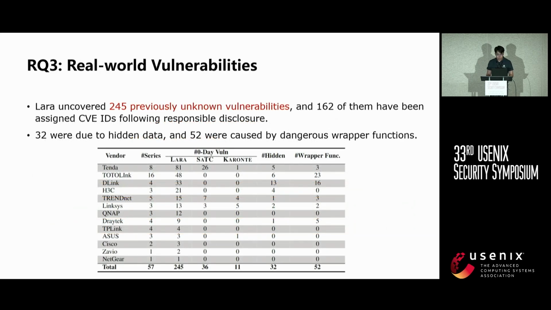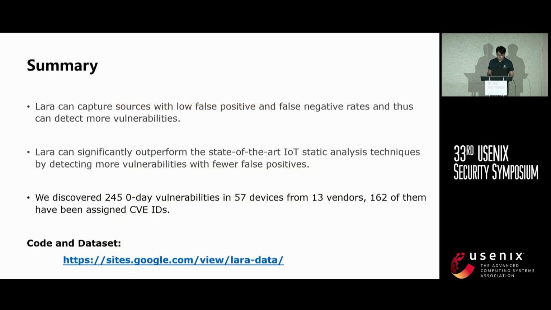For Q3, we found 235 unknown vulnerabilities based on the firmware dataset and got 162 CVE IDs. In summary, our tool can effectively improve the taint analysis results in detecting vulnerabilities and perform better than existing tools. The dataset and code will be open source soon.